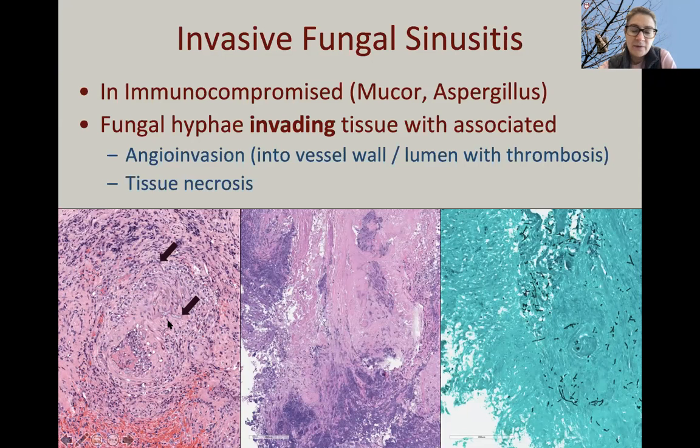They start to invade the blood vessel wall, which is what we see here on the left. And they start to form thrombosis in the lumen of the vessel. They therefore cause tissue necrosis, which is what we see in the middle. And if you apply a GMS stain again to the tissue, you may see actual fungal hyphae in the tissue. So this is angioinvasive, necrotic, invasive fungal sinusitis, usually mucor, sometimes aspergillus, in immunocompromised people.